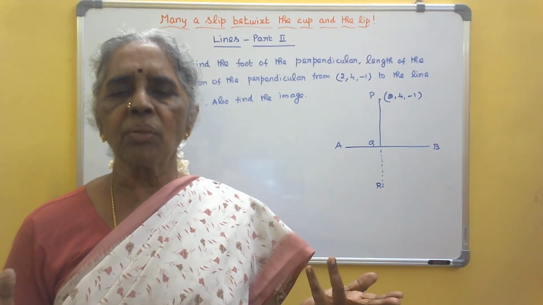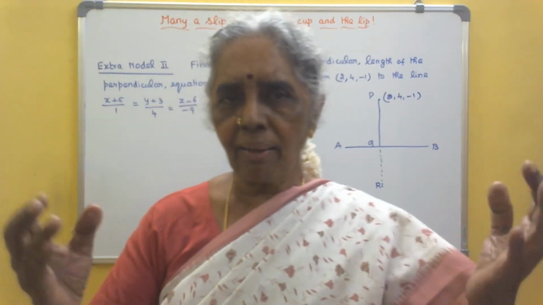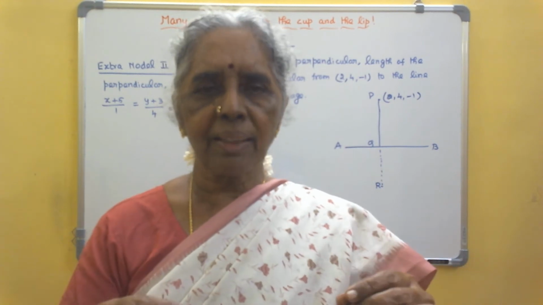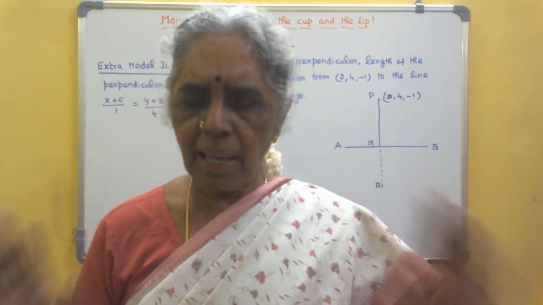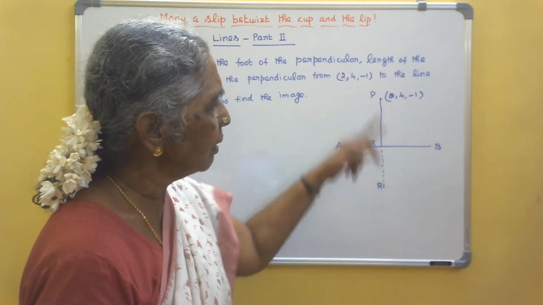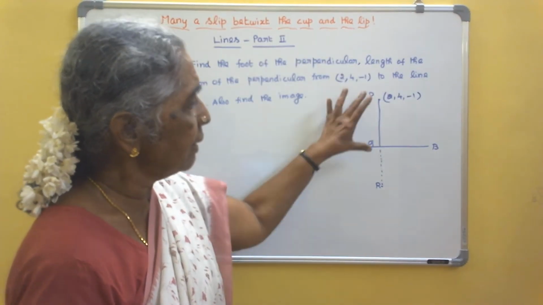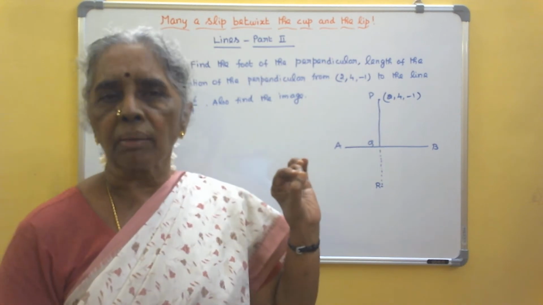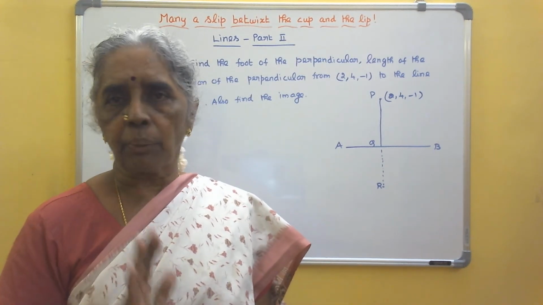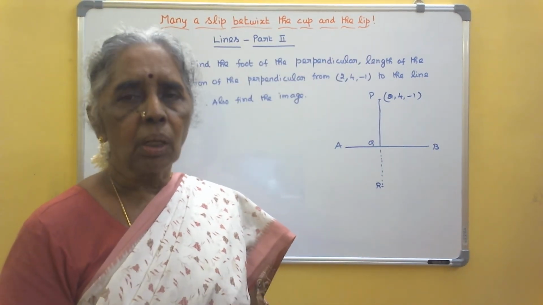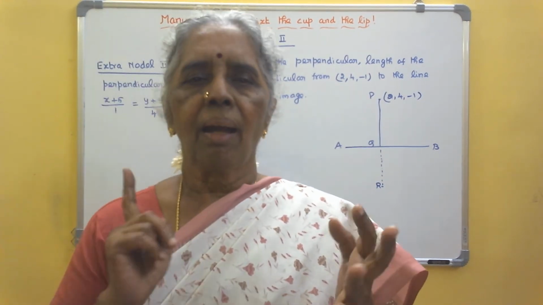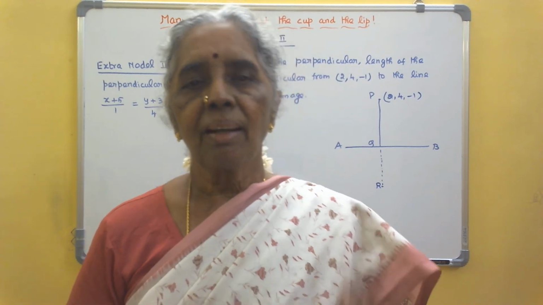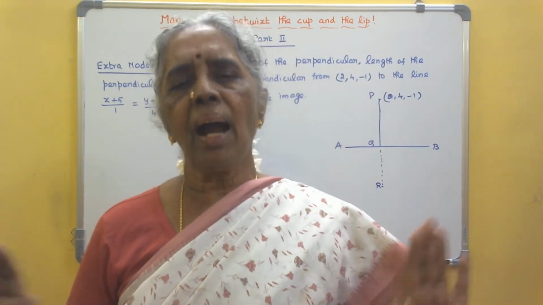What is an image? You normally use mirror and image, isn't it? If an object is there, the image will be on the opposite side at the same distance. The same concept here. P is here. We will have the image here. That is that PQ will be equal to QR. That is the concept we are going to use. So now, what are all the things we have to find? Foot of the perpendicular, length of the perpendicular, equation of the perpendicular and image.